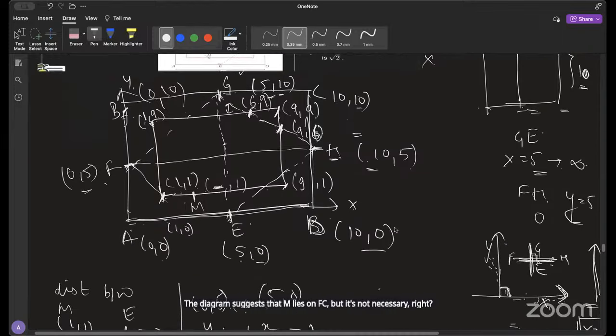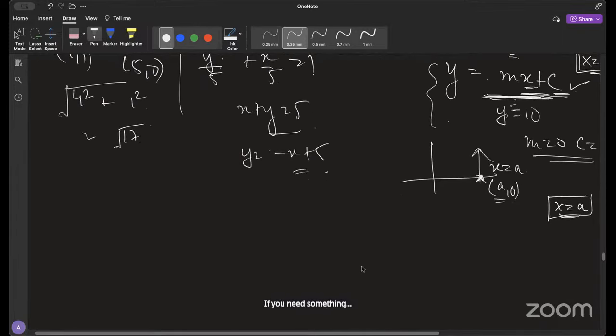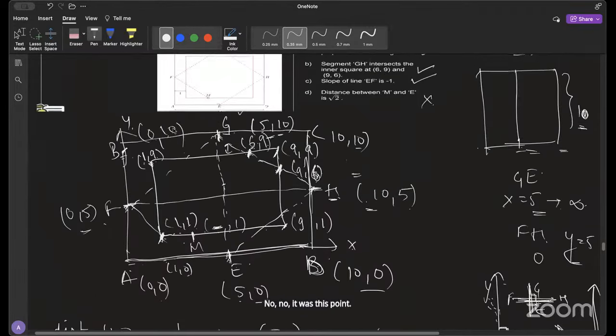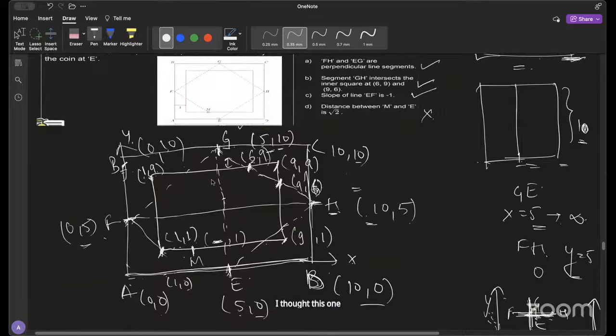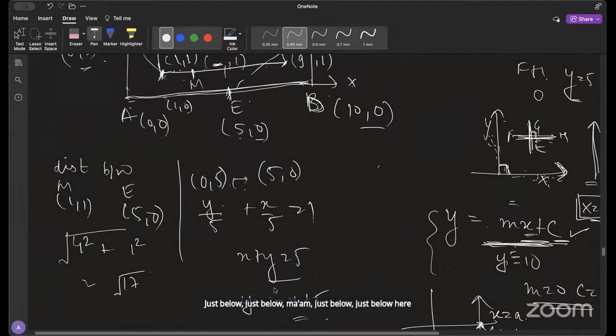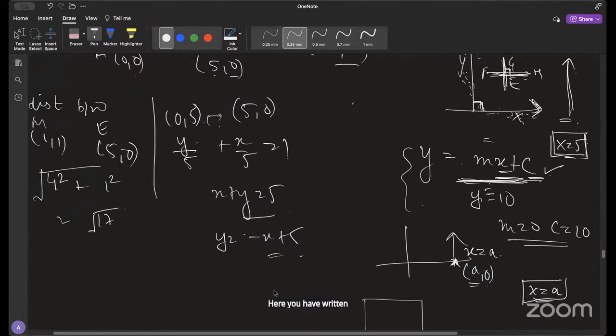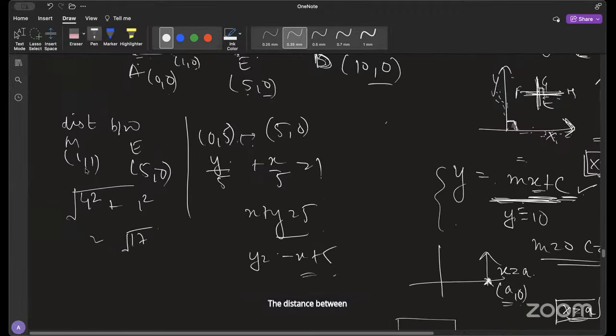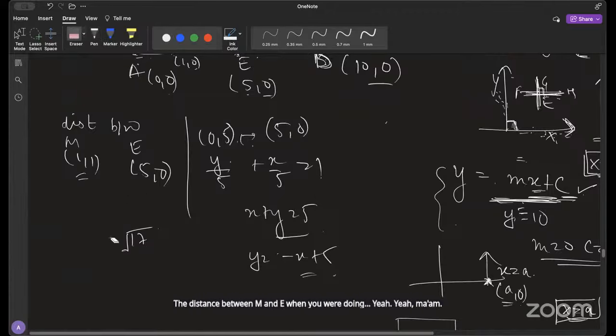If you hit something from here, ma'am, it's not necessary that it will. In the above question, why did you write M 1,1? It is not 1,1, ma'am. No, it was this point. Yeah, ma'am, I thought this one is just below here on the left. Here you have written M 1,1. When you were doing the distance between M and E, this one's wrong. That's why this is coming out to be wrong. Yeah, ma'am, it has to be some other point.